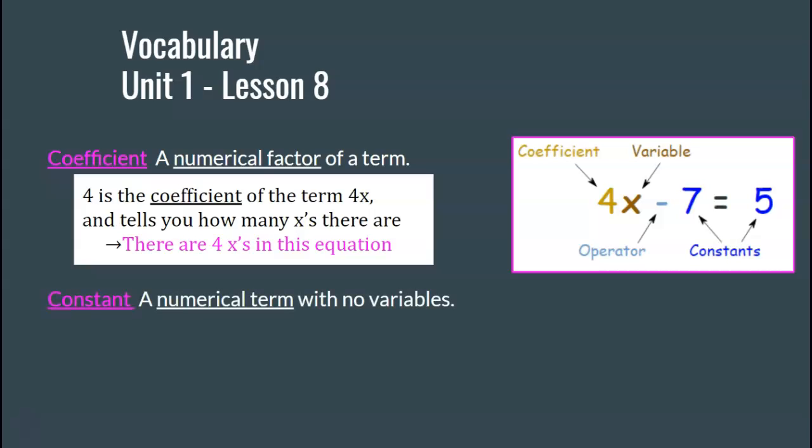A constant is a numerical term that does not have variables. So in this example, 7 is a constant and 5 is a constant.